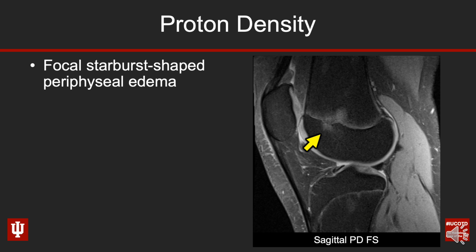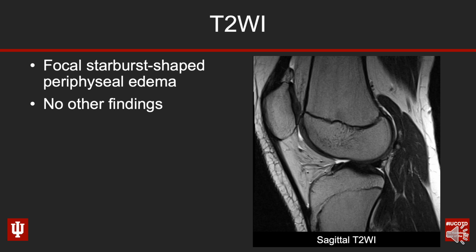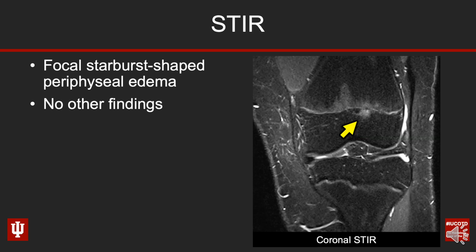Let's go over the images. Here, we can see in the distal femur that there is a focal, starburst, or flame-shaped area of periphyseal edema. Looking at the other sequences, there isn't an anatomic abnormality. Coronal STIR demonstrates the periphyseal edema, but again, no other abnormal finding is evident.